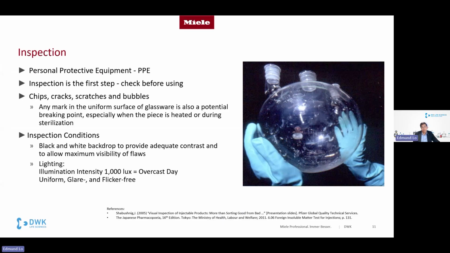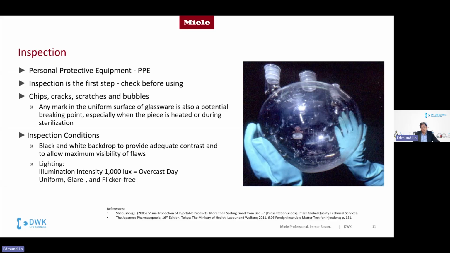First things first, when the glassware arrives, or before you use it for your experiments, the user should inspect it first. So make sure to wear protective equipment, or PPE, to protect your eyes, face, and skin. Use a black and white backdrop and flicker-free lights to improve visibility when inspecting the glass. And look out for flaws in dimensions, chips, cracks, and blisters.